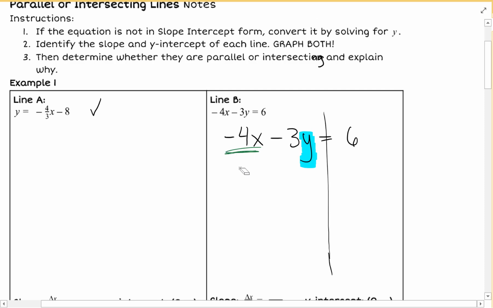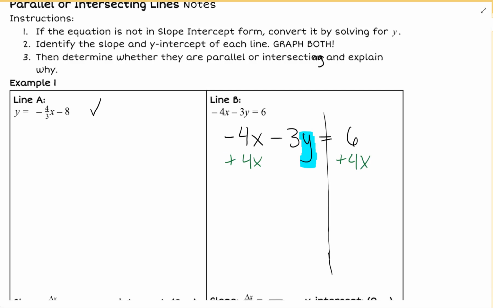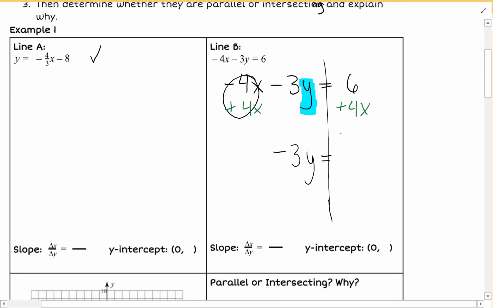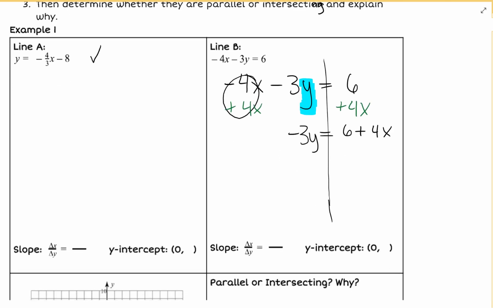So to move it, we use inverse operations. We're going to add 4x on both sides. Be sure that you follow your steps. Negative 3y, so don't lose that negative, equals 6 plus 4x. Then we'll divide both sides by negative 3, because negative 3, when it's next to the y, is being multiplied. So the inverse operation is division.